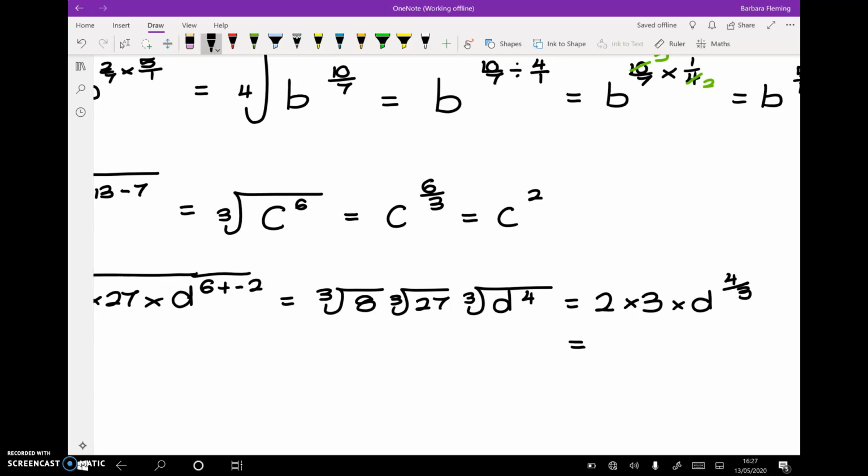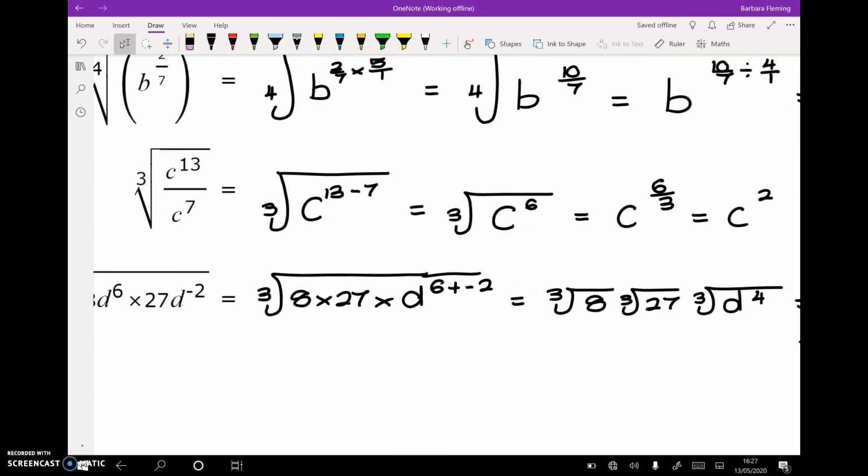And tidying that up, 2 times by 3 is 6. d to the power of 4 thirds. And that is you, all done and dusted.